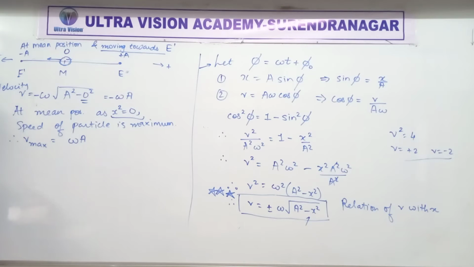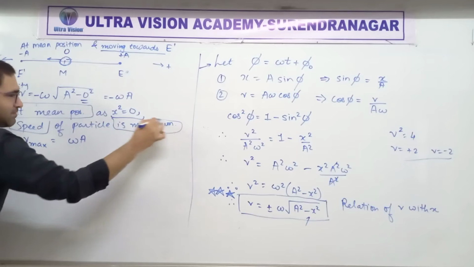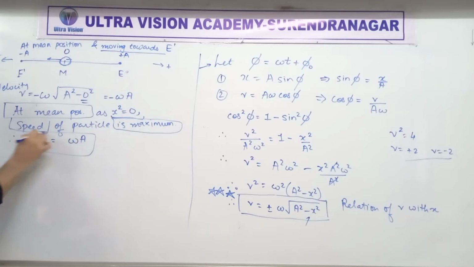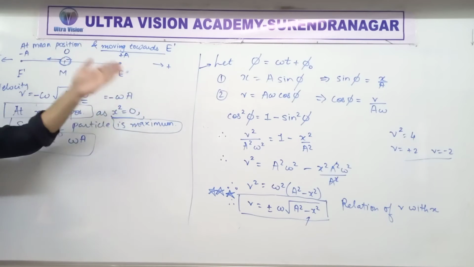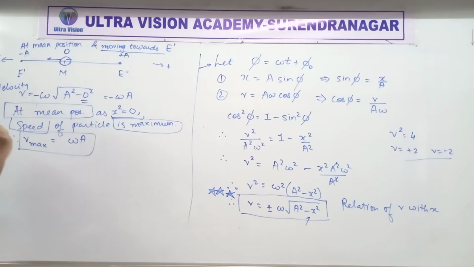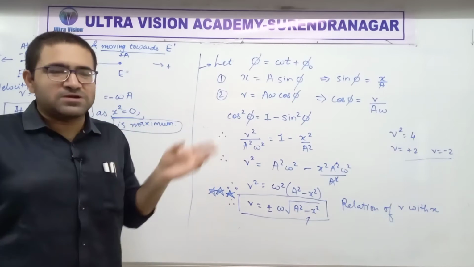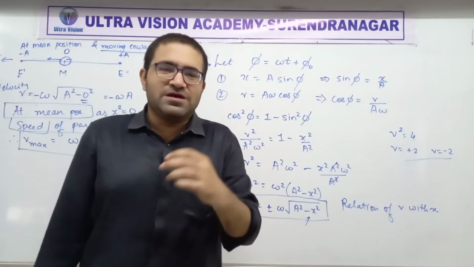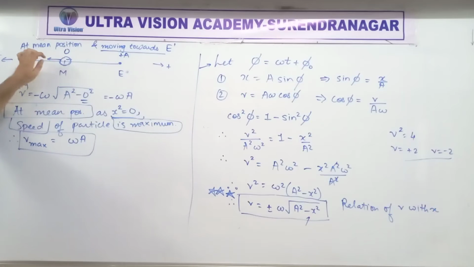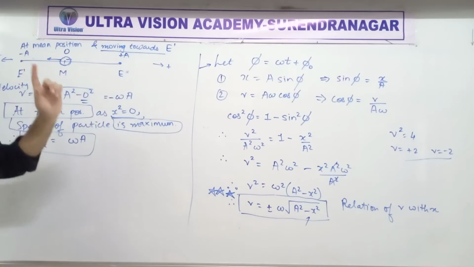So in short, we can write, and this is very important: at mean position, speed is maximum, and it is this much. Understood? At mean position, speed is maximum. Whether it's going towards the right side or towards left side, that's okay. No problem. But speed is maximum at the mean position.